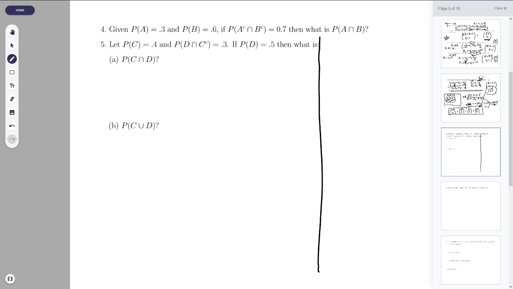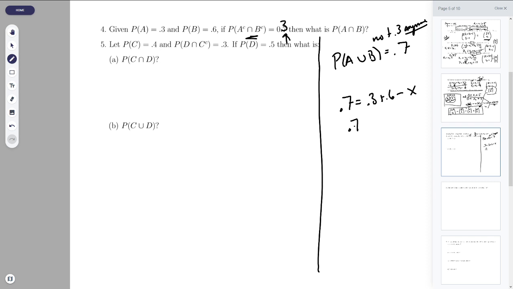I was probably just thinking that the union was equal to 0.7, so maybe the intersection should be 0.3. Does that work? It probably does. So let's do everything the same, except just consider this to be 0.3. So now we have the probability of A union B is 0.7 and not 0.3 anymore. Then we'll get something more meaningful, because we can say 0.7 is equal to 0.3 plus 0.6 minus x. 0.7 is equal to 0.9 minus x.